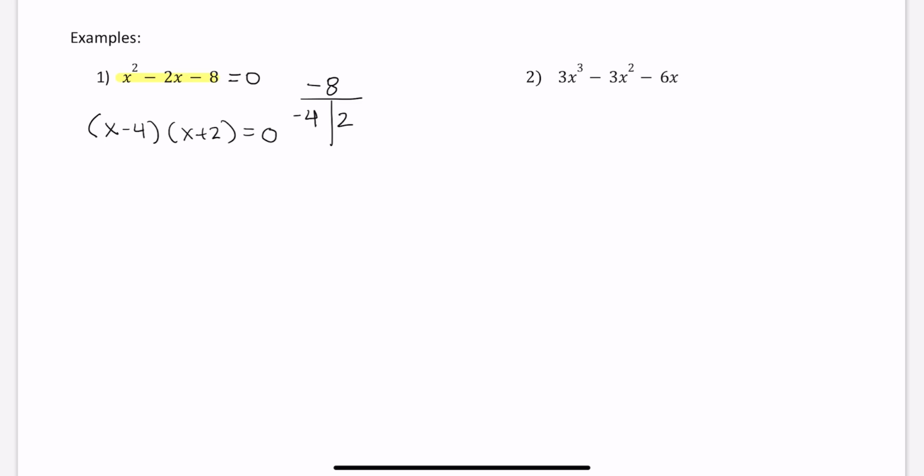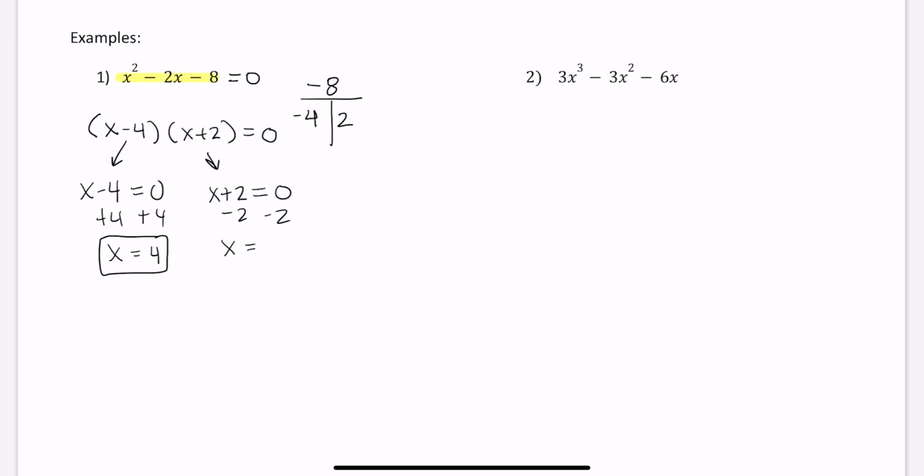So what I mean by that is you're going to take your x minus 4 equals 0, right? So that came from that binomial. Then you're just going to add 4 to both sides. So one solution, or one place where my quadratic is crossing my x-axis, is where x is 4. My other solution is going to come from my other binomial, so that's x plus 2 equals 0. And now I'm just going to subtract 2 from both sides. So my other solution is x is equal to negative 2. All right, let's do another example.